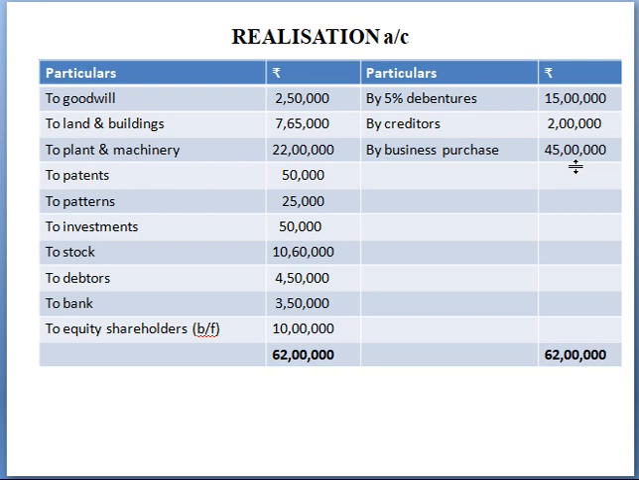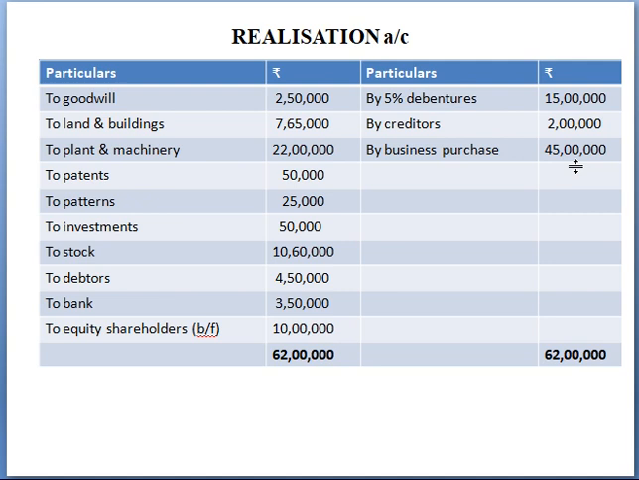Now we have only three pieces of information given. One is your transfer of assets, second is transfer of liabilities, and third is your purchase amount. Then now close your ledger. You will get a debit balance. That is the balancing figure, that is 10 lakhs, right? Transfer to equity shareholders account.